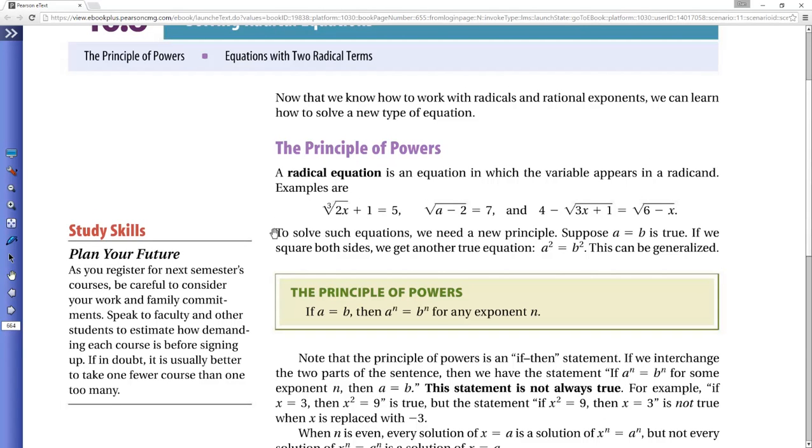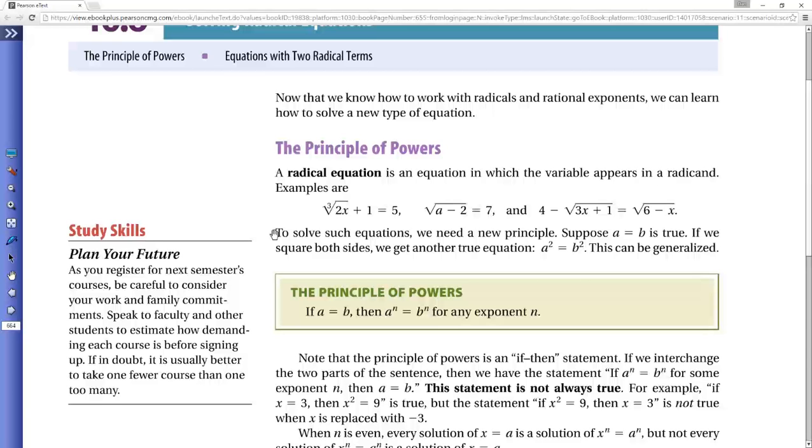But this principle of powers, it says a radical equation is an equation in which the variable appears in a radicand. Okay, so it's underneath the radical symbol, or I could also say that the exponent of the variable is a fraction, which creates radicals. To solve such equations, we need a new principle. Suppose that A equals B is true. If we square both sides, we get another true equation of a squared equals b squared.